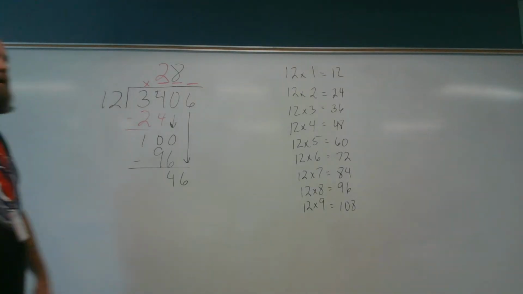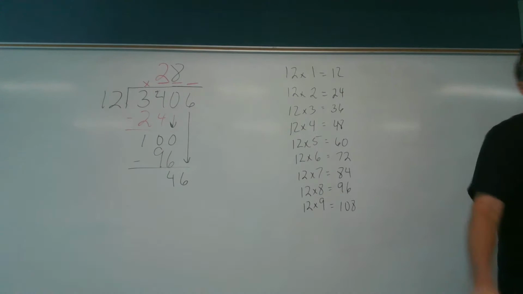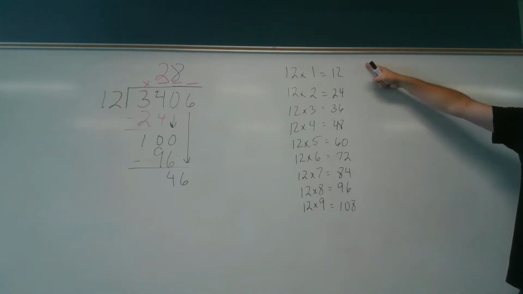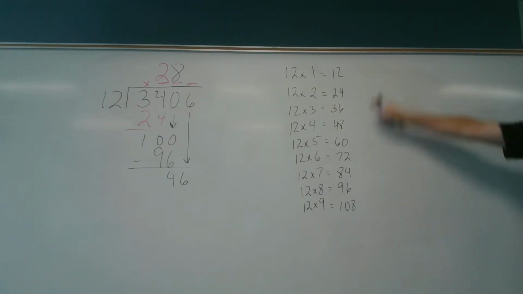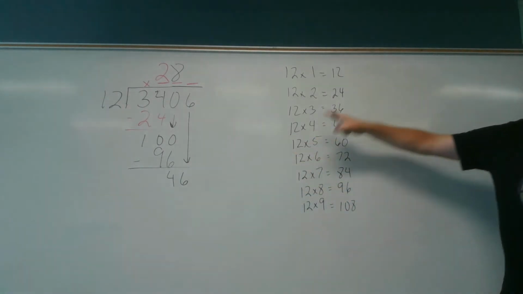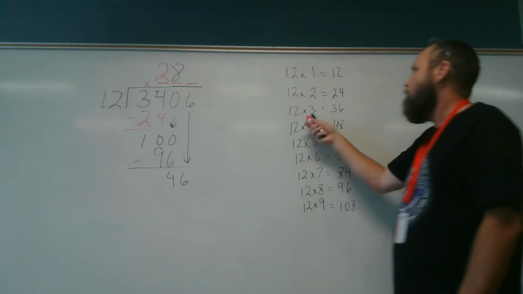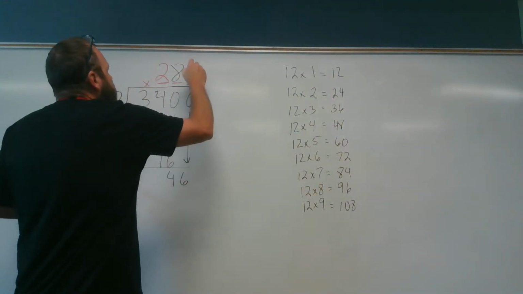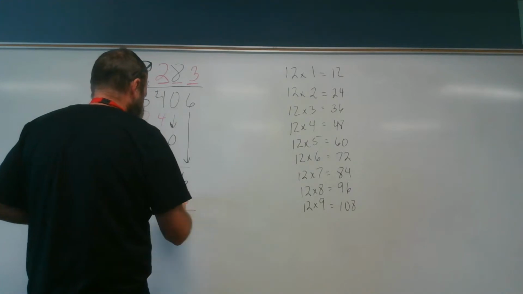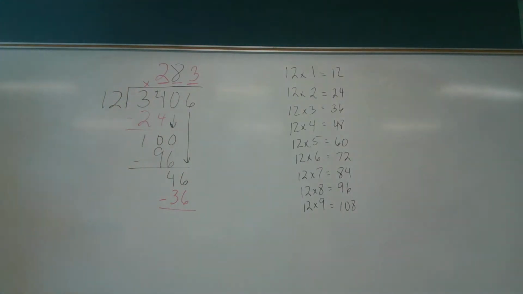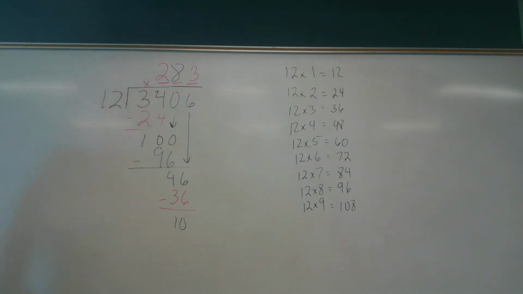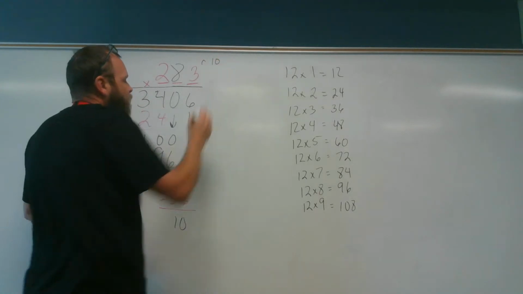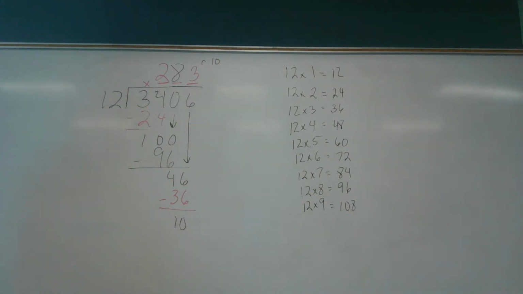And Shania, I go back over here. I look at my trusty list of multiples of 12. I need to get as close to 46 as I can without going over. And what did you come up with? 3. And 12 times 3 gives us 36. And 46 subtract 36 is? 10. Now I have nothing else to bring down. So that means I have a remainder of 10.